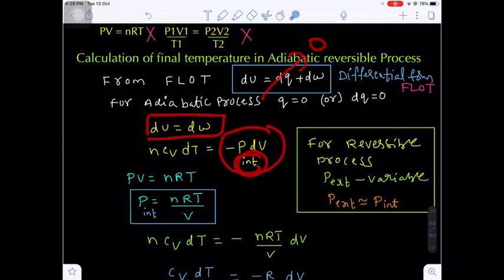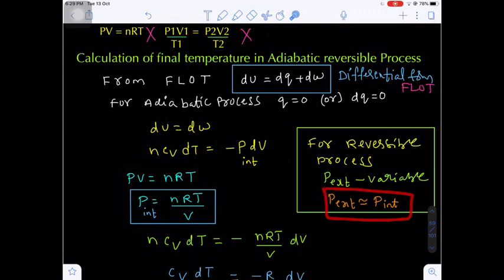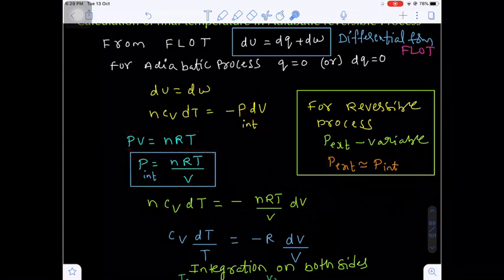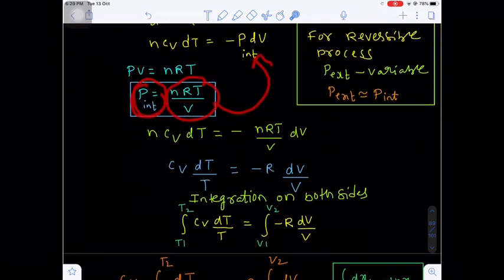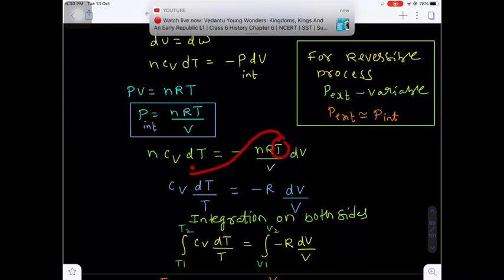Here the pressure I am taking is the internal pressure because it is a reversible process. In a reversible process, P external is almost equal to P internal. So internal pressure is nothing but the pressure of the ideal gas. What is the ideal gas equation? PV is equal to nRT. From here, the pressure of the ideal gas will be equal to nRT by V. Here the pressure of the ideal gas is nothing but the internal pressure. Now substitute here. So nCV dT equal to minus nRT dV by V. Now what I am doing? I am bringing the temperature towards the denominator.